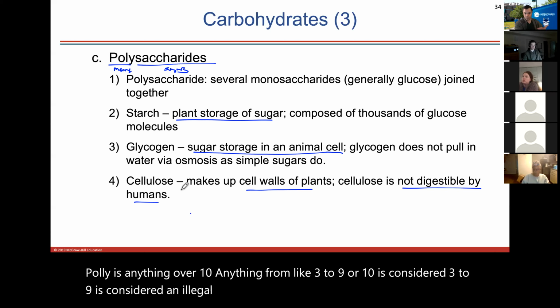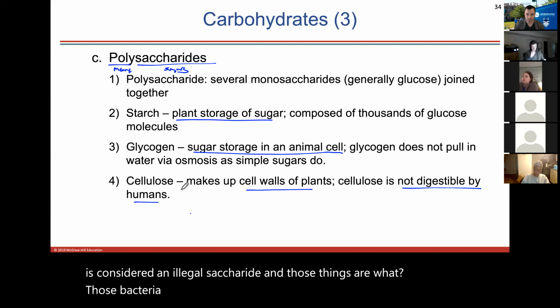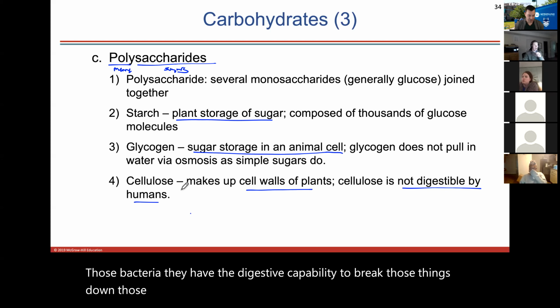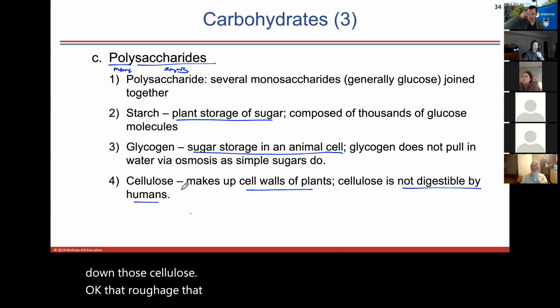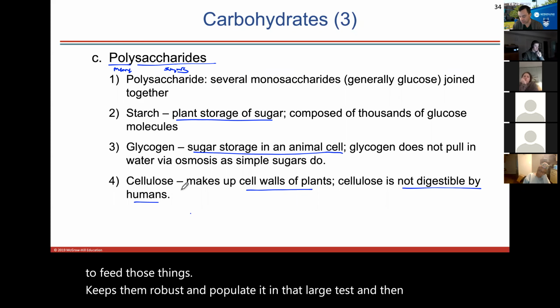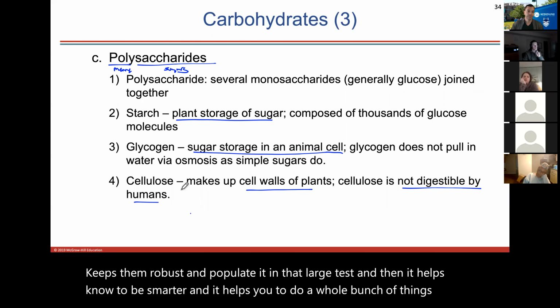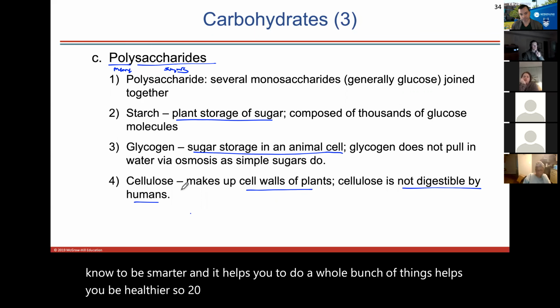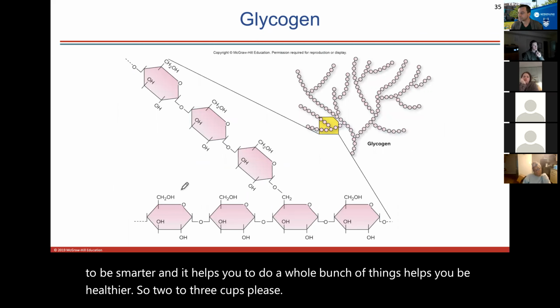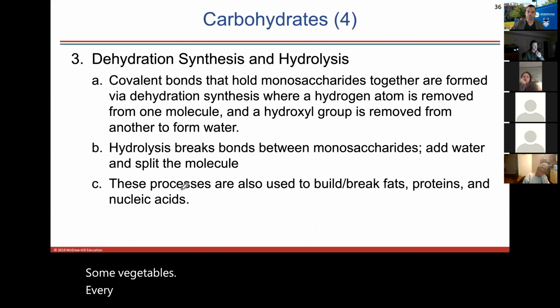And those bacteria, they have the digestive capability to break those things down, those cellulose, okay, that roughage that you're consuming, that salad that you eat. It helps to feed those things, keeps them robust and populated in that large intestine. And then it helps you to be smarter, and it helps you to be healthier. So eat 2 to 3 cups, please, of some vegetables every day for me.